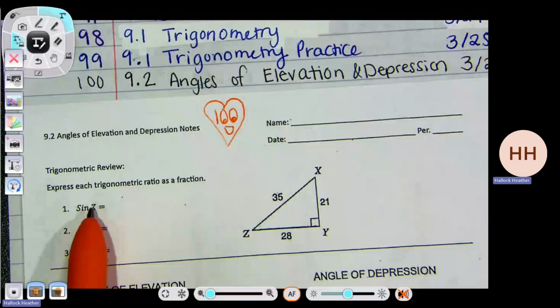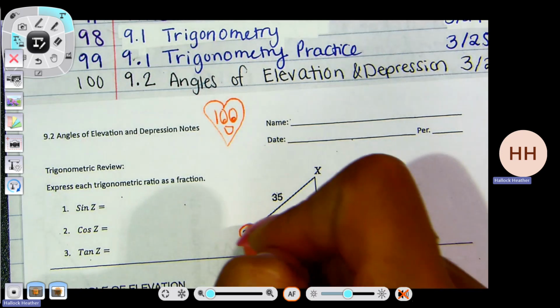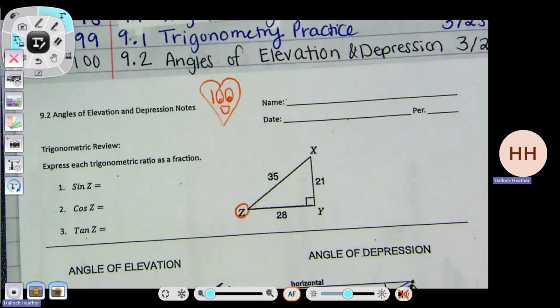You have sine of z, cosine of z, and tangent of z. You are not using the calculator at all. So this is like a little warm up, freshen up your brains. Because there's no angle, we're not doing any math. You're just writing the fraction that would represent sine of z, cosine of z, and tangent of z. So figure out which one's your hypotenuse. Figure out which one's the opposite and adjacent, and then just write the fraction.